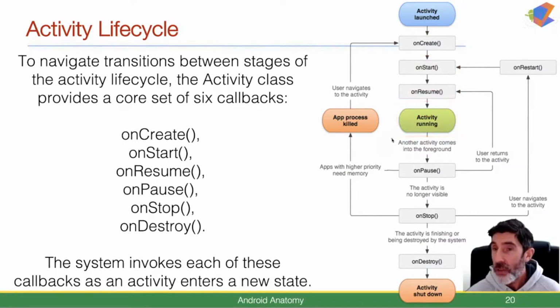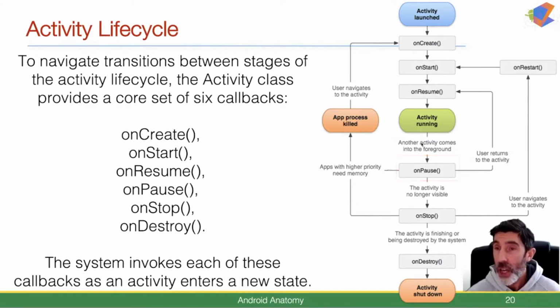Now, this sometimes can be hard to get your head around: if another activity comes into the foreground. That other activity can be another screen within your app, or another actual separate app. So going back to the little example, if the user is using your app, so your activity is running, and then a phone call comes in, that other activity would be the phone app taking precedence over your app. So your app would then go into onPause.